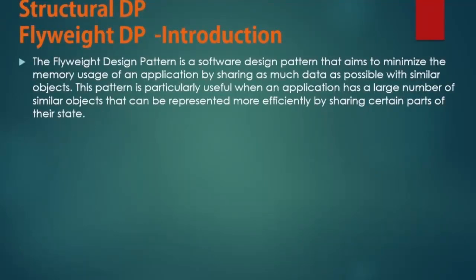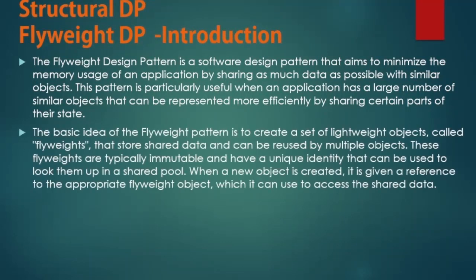The FLYWEIGHT Design Pattern is a software design pattern that aims to minimize the memory usage of an application by sharing as much data as possible within similar objects. This pattern is particularly useful when an application has a large number of similar objects that can be represented more efficiently by sharing certain parts of their states. The basic idea of the FLYWEIGHT pattern is to create a set of FLYWEIGHT objects called FLYWEIGHTs that store shared data and can be reused by multiple objects.